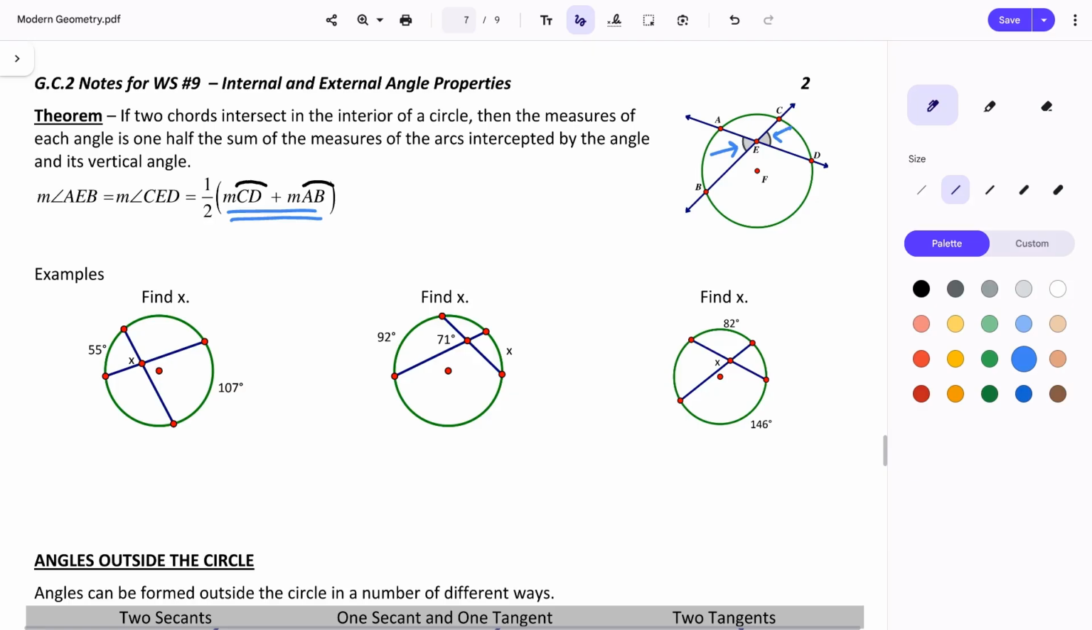Remember, when we're naming vertical angles, we probably need to use all the letters because we can't just say angle E, because there's actually 4 angles that have E as a vertex. So we want to be a little bit more precise when we're naming them.